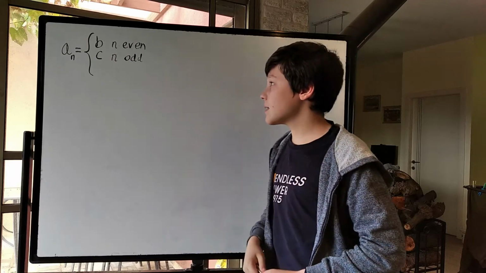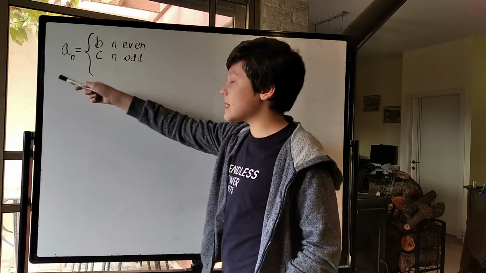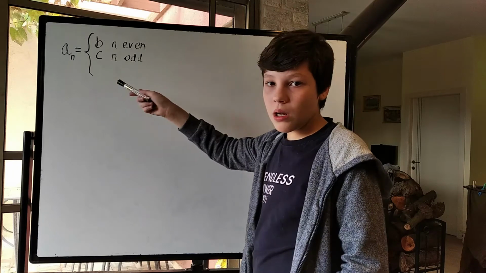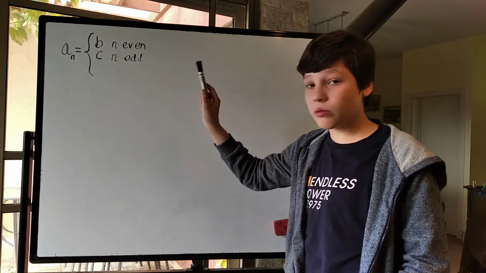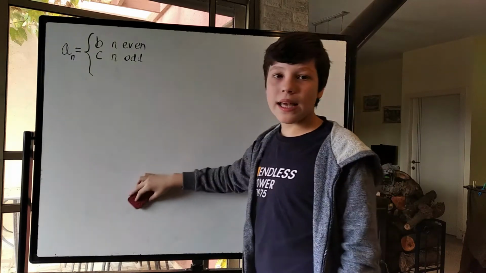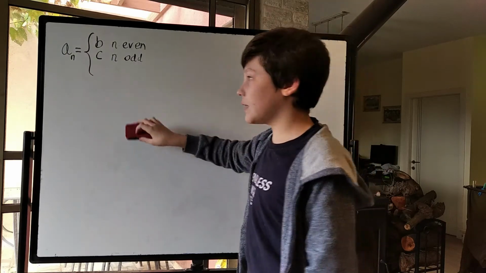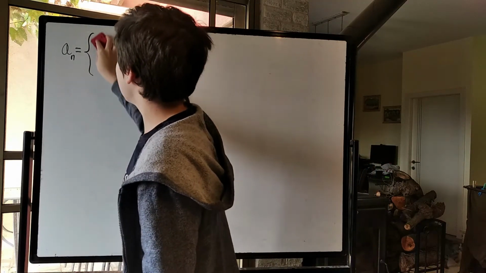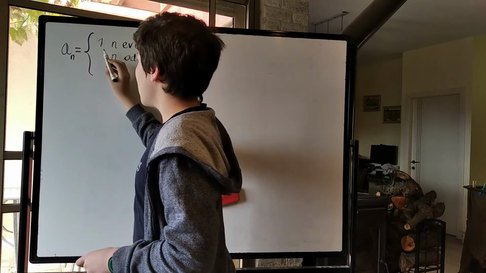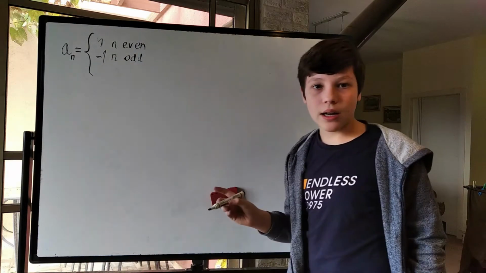First thing we have to look at is this. When we have something like a_n, a function of n, that is equal to b when n is even, or c when n is odd, this is the most generalized you can have. So what I'm going to do is replace b and c with 1 and negative 1, which is the most basic case. So a_n is equal to 1 when n is even and negative 1 when n is odd.